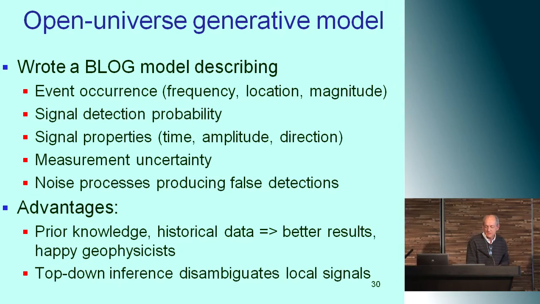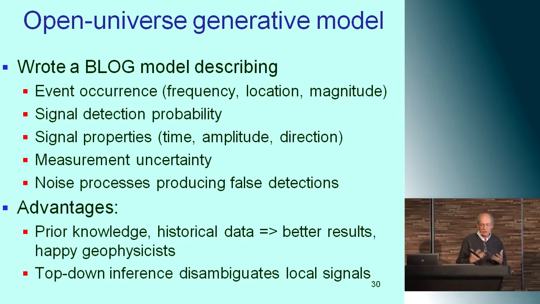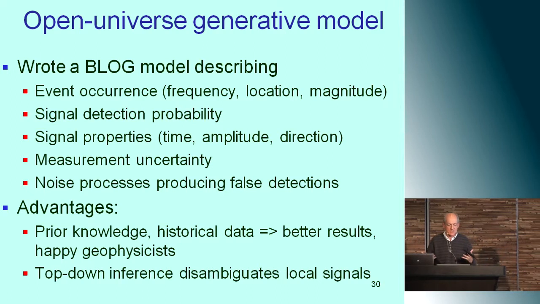So the model describes the occurrence or potential occurrence of events, how frequent they are likely to be, where they're likely to occur, their magnitude, the probability that an event produces a detection at a given station, what that detection will look like, when it's going to arrive, the time, how big it will be, the amplitude, and the direction that it would come from, given where it took place. We talk about the measurement uncertainty because there's lots and lots of error in the measurement process itself. And then there's also these noise processes that produce detections without there being really significant seismic events.